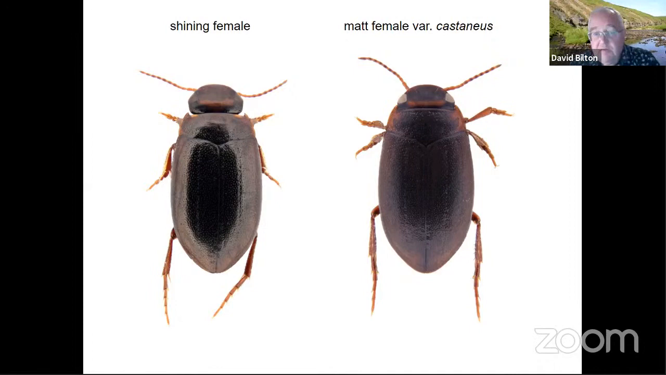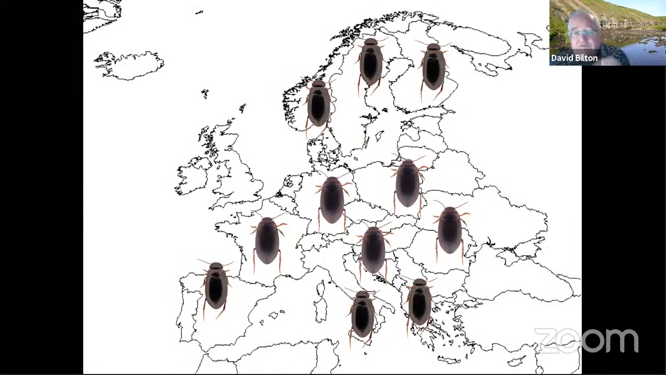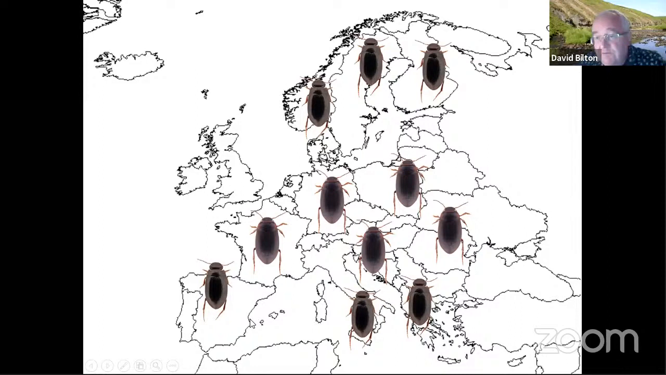And if we look at the distribution of these forms, we find that they're relatively distinct in terms of where they're found. If we look at them outside the British Isles, we find that this castaneus, this form with the matte female, is mainly central in terms of its distribution, throughout Central Europe, France, Germany, parts of Eastern Europe. And the shining female form is peripheral. We find it's the only form you get in Scandinavia, in Fennoscandia, indeed in Finland and Sweden and Norway. It's the only form we find in the Iberian Peninsula, in Spain and Portugal, the only form we find in southern and central Italy, and the only form we find in the southern Balkans.